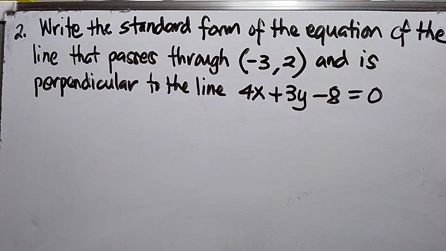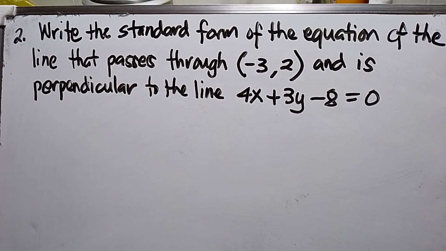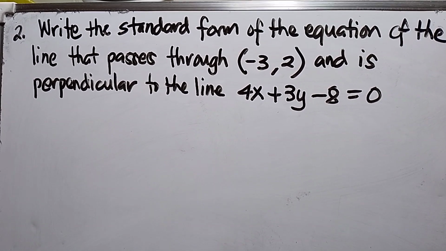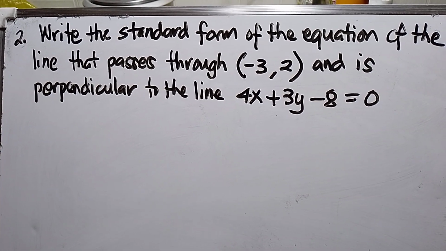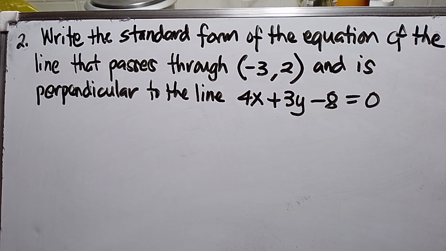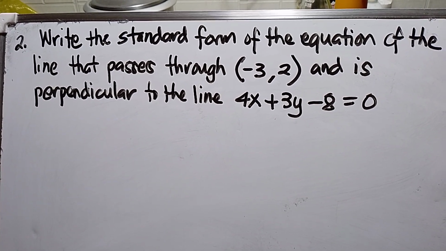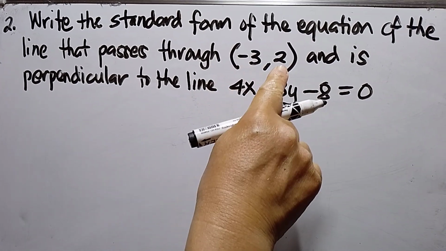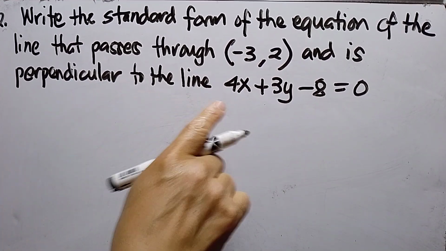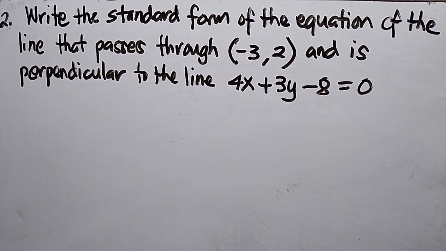This is part 2 of standard form of the equation, particularly the perpendicular of a line. This math is for grade 8. Now I have here number 2. Write the standard form of the equation of the line that passes through negative 3 and 2 and is perpendicular to the line 4x plus 3y minus 8 is equal to 0.